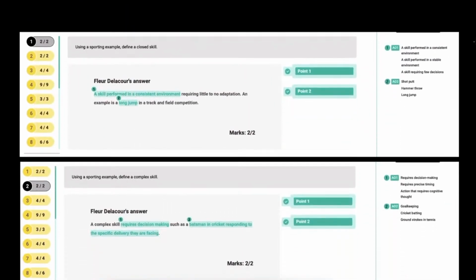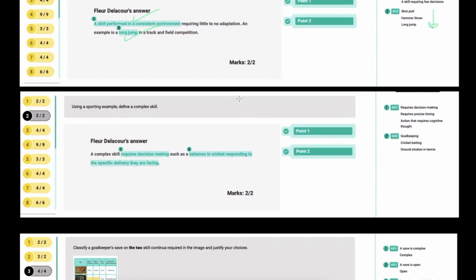So let's have a look here. Using an example, define a closed skill. It's done in a consistent environment, and we're going to use the long jump. We've got other examples here, and you could have loads of others as well. Another question. Using a sporting example, define a complex skill, so it requires decision making.